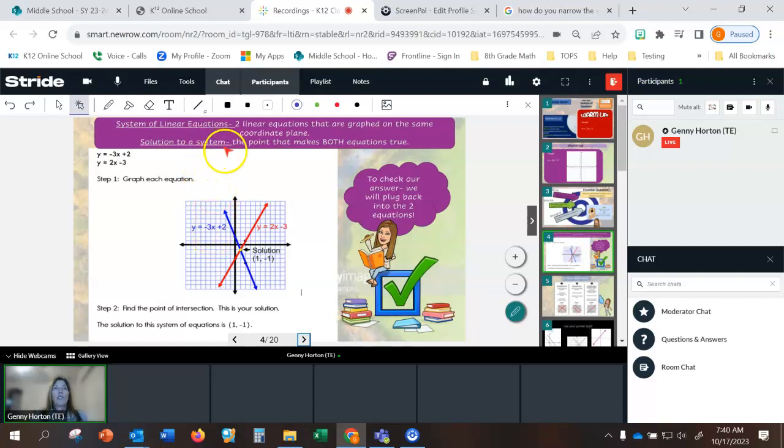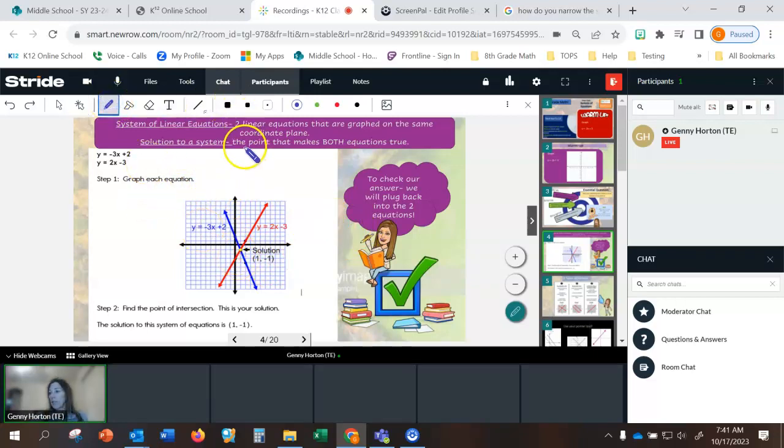The solution to the system is the point that makes both equations true. So in other words, the point where the line passes through both. And so it's right here where they cross. So don't overthink this. It's just where they cross that is the solution to the system of linear equations. So it's 1, -1. And you can always check by plugging in.